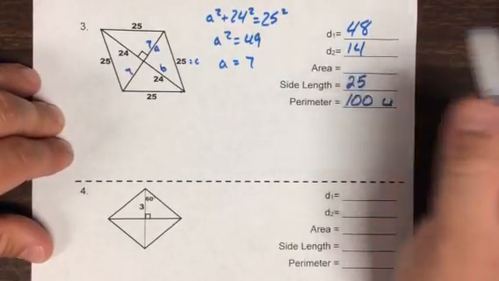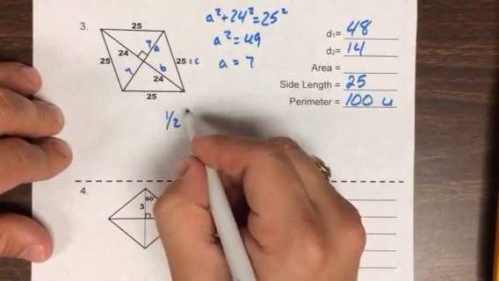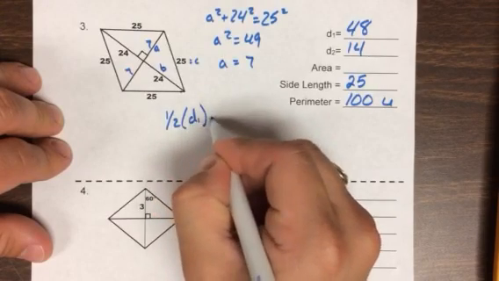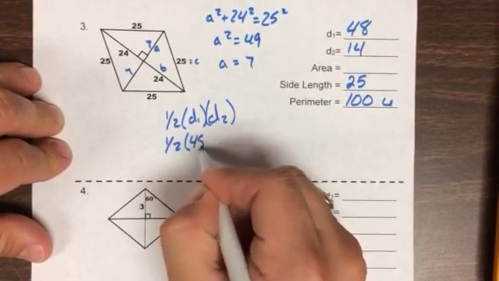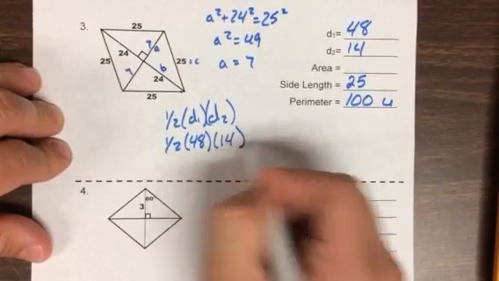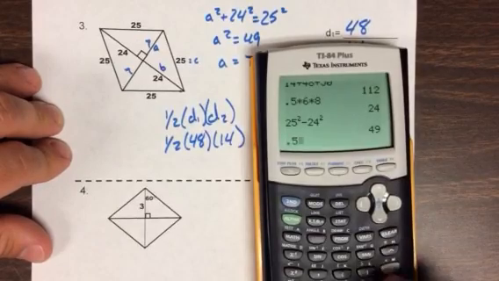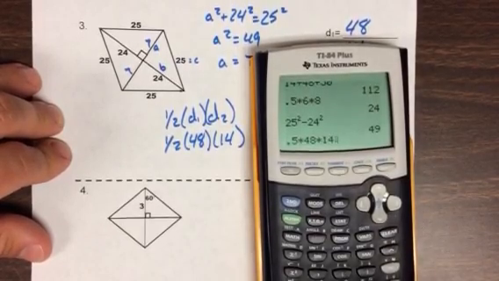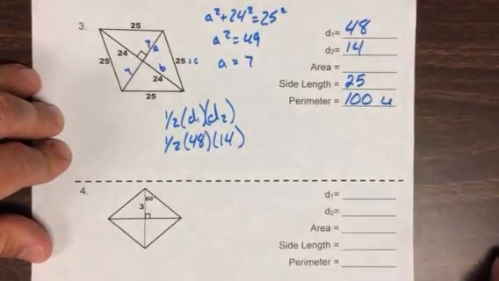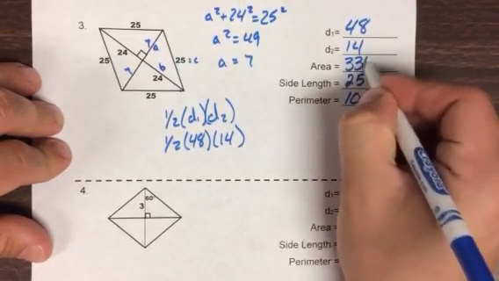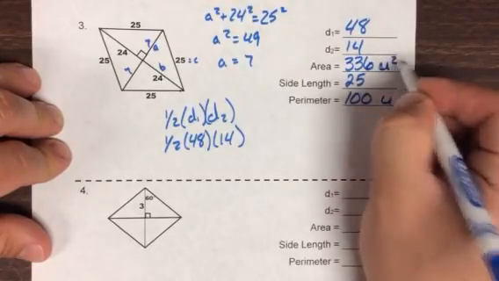So the area, again, is going to be 1/2 diagonal 1 times diagonal 2, or 1/2 times 48 times 14. Notice if I'm taking time to write it down, I expect the same from you. 0.5 times 48 times 14 is 336. So I would say that my area here is 336 units squared.